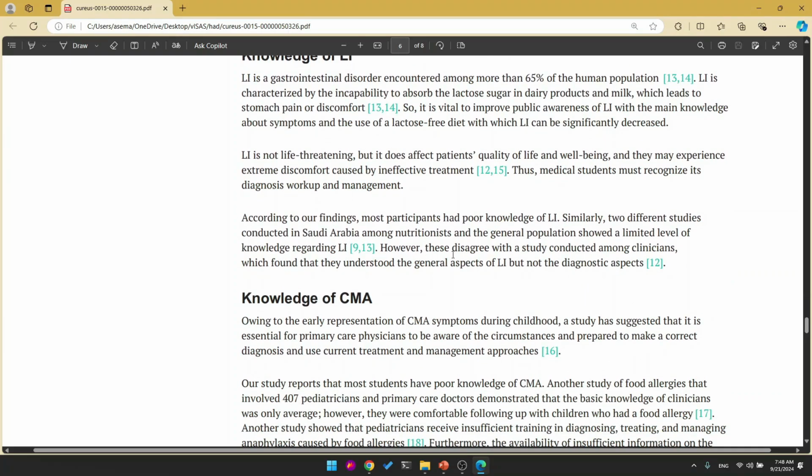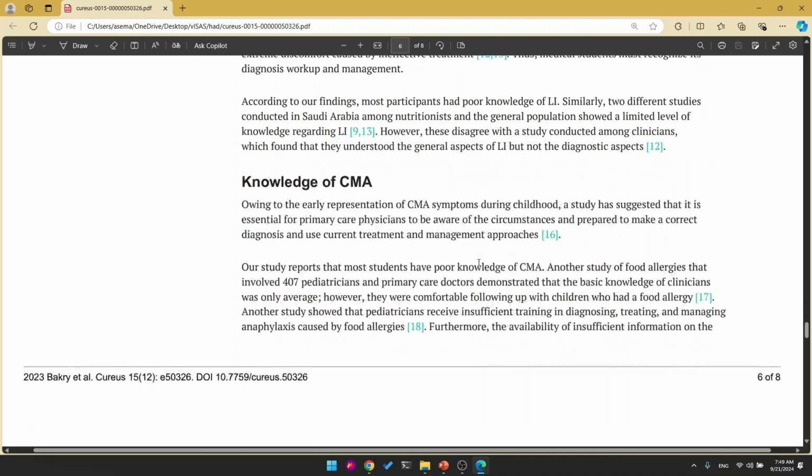So they say that their findings disagree with a study conducted among clinicians, which found that they understood the general aspect of lactose intolerance. So here they are saying that there is a previous study about clinicians, not medical students, but it was about this. And here in cow's milk allergy, I don't know if there is a previous study, there is this one. So you can find the studies by reading the discussion of your current study, because they will be mentioning them and comparing their findings to these studies.